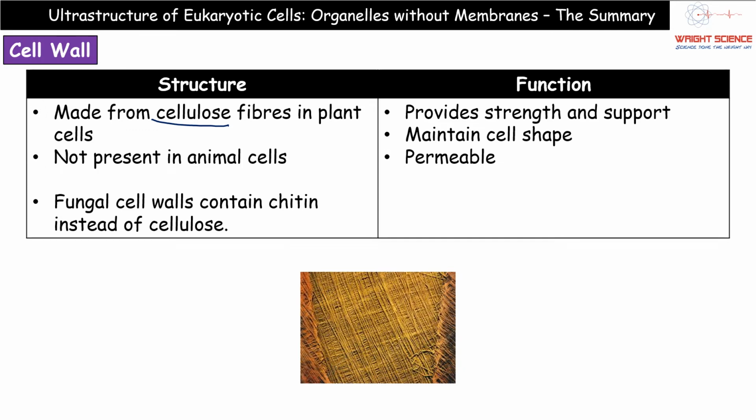Now, fungal cell walls contain a different substance. They contain chitin rather than cellulose. So plant cell walls made of cellulose, fungal cell walls made of chitin. In terms of what the cell wall actually does, that hasn't really changed much from GCSE. It's going to provide strength and support. It's going to help maintain the shape of the cell, and it is permeable to certain substances.